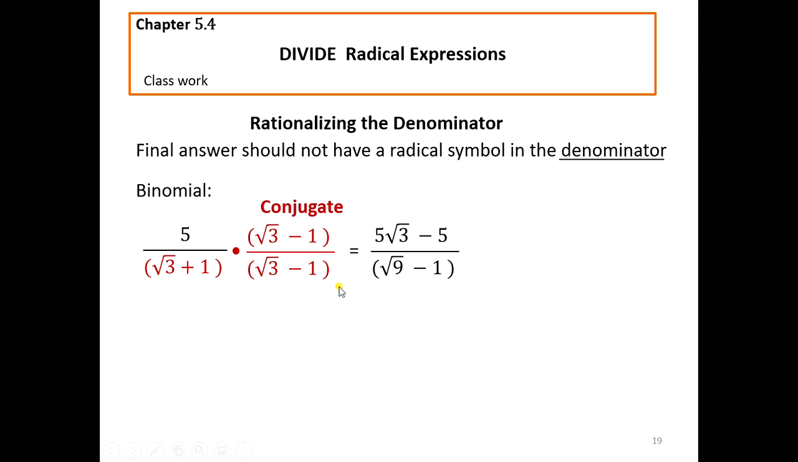So we have 5 times the square root of 3. Remember, 5 times the 1 in the front, and 5 times negative 1 is negative 5. Here we have the square root of 3 times square root of 3, that's the first, is square root of 9. And the last is 1 plus times a negative 1 is a negative 1. Square root of 9 is 3, minus 1 is going to give us 2. So we have 5 square root of 3 minus 5 over 2. Final answer. And that is the end of this video.